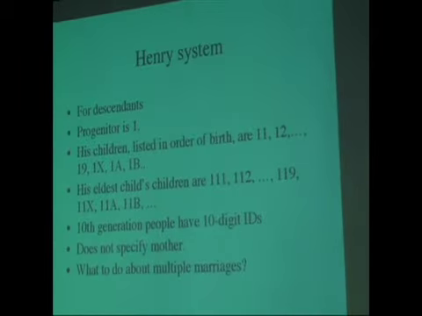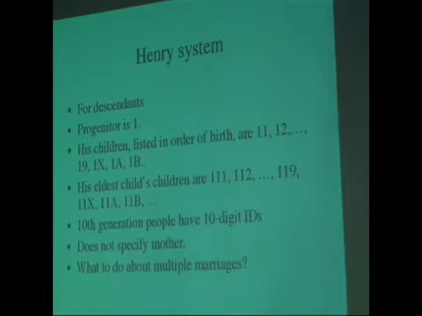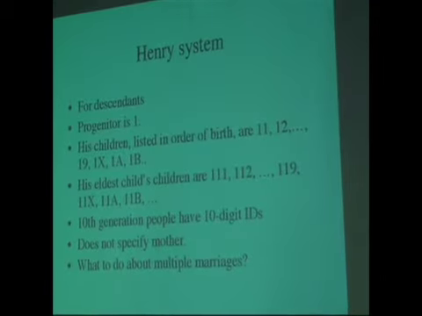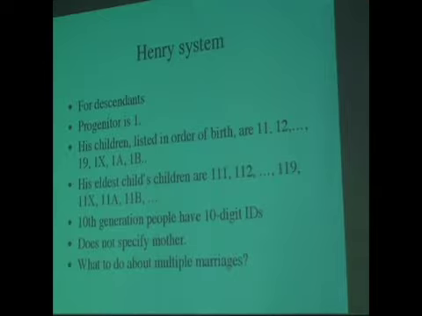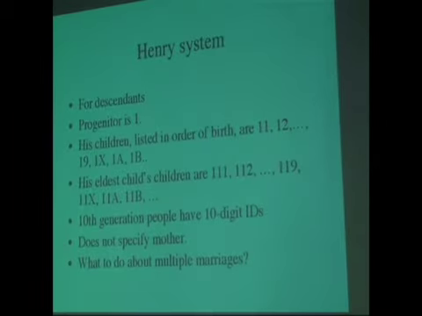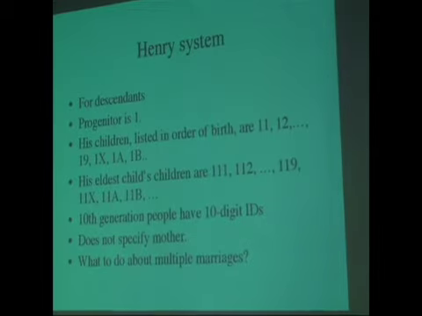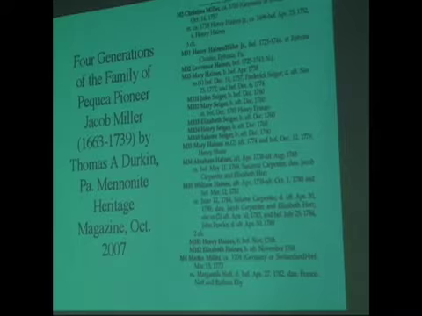This is for descendants. The guy who's first is number 1. His first child is 1-1, of course. His second child is 1-2, and so on. And if you go to the children of 1-1, the first child is 1-1-1, and so forth. It's a little bit cumbersome, and you don't know quite what to do with multiple marriages, but they use it.